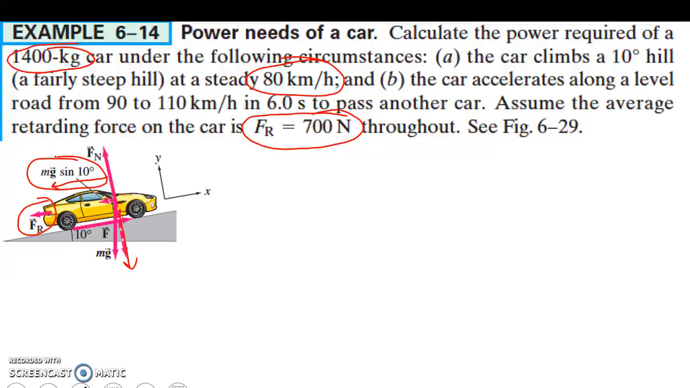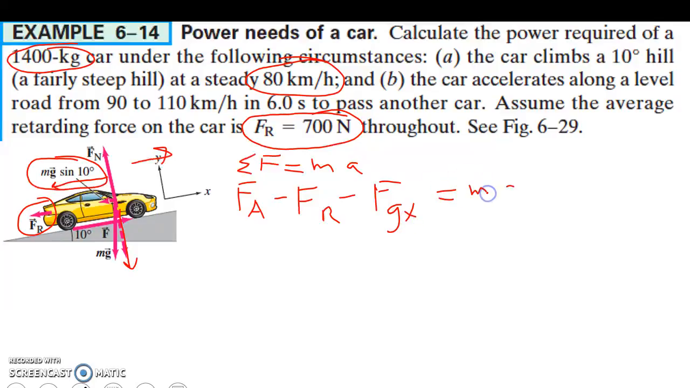Now, obviously, when we're talking about forces, it's Newton's second law. Net force is equal to ma. Okay? Now, our net forces. What forces are acting? Well, we have an applied force going up the hill. That's going in the positive. But we're going to subtract from that the retarding force, the friction, and the x component of our gravity. Okay? So we got force of gravity in the x. And that's going to equal mass times acceleration.